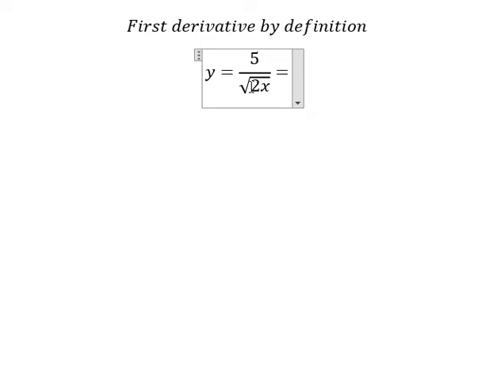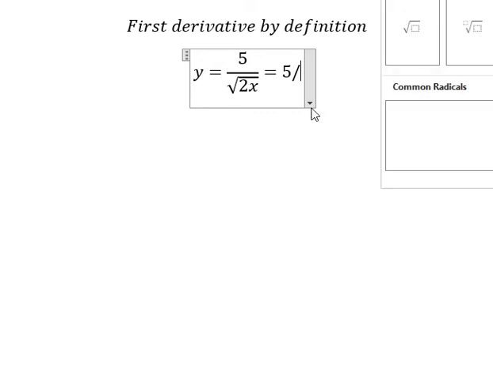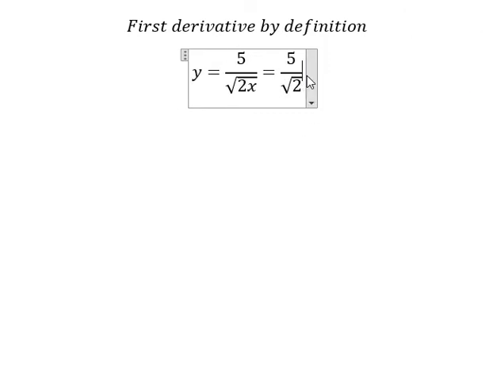We can put number 2 outside. So we have number 5 over the square root of number 2, multiplied by the square root of s.